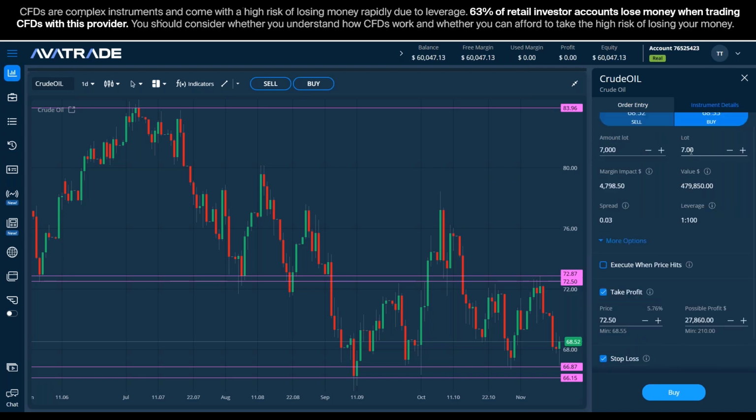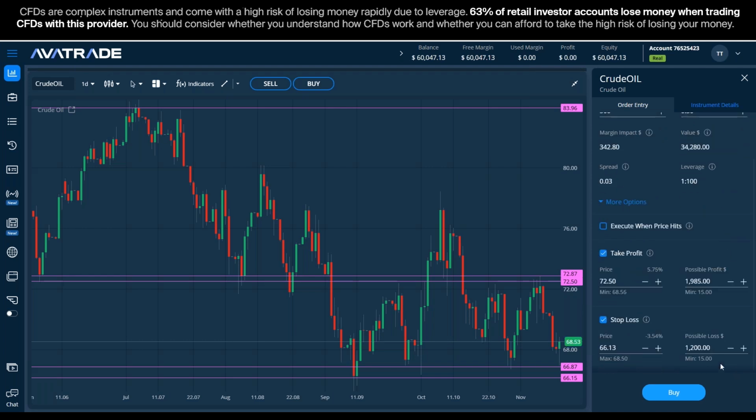So now I can start to adjust the trade size. If I go to half a lot, okay, now I can see I'm risking 1,200, which is 2%, right? 600 would be 1% of 60,000. So 1,200 would be 2%. So I'm going after almost 2,000 profit, risking 1,200, which is about 2% of my account.